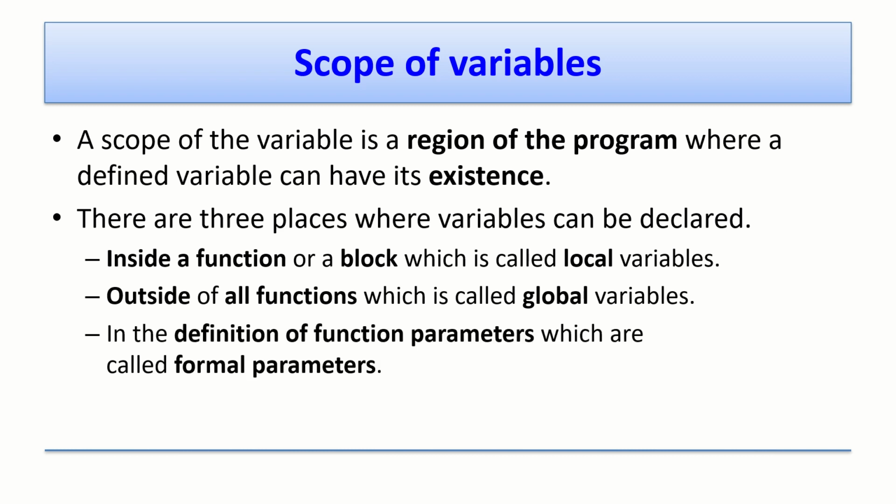The next one is in the definition of the function parameters. When you define functions, they can have some parameters. Those are called formal parameters. Okay, then let's take them one by one. The first one is local variables.